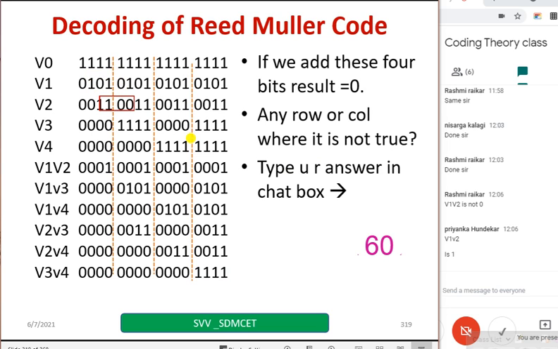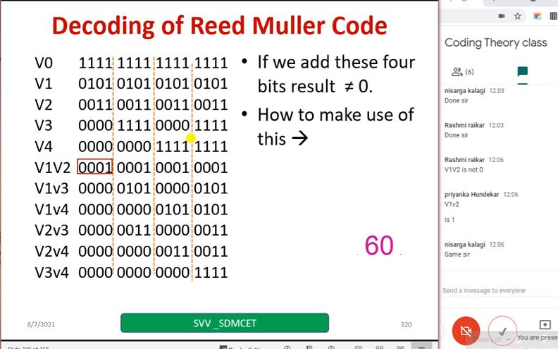But in the case of V1, V2, you take any row, it is not 0. Observe this. If you add all these 4, it is 1. If you add these 4, again it is 1. Only V1, V2 is not 0. How to make use of this particular thing? That we are going to discuss now.